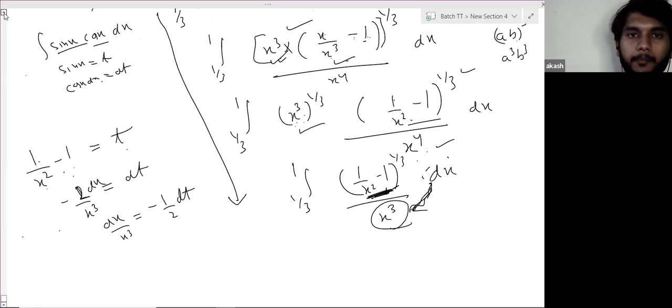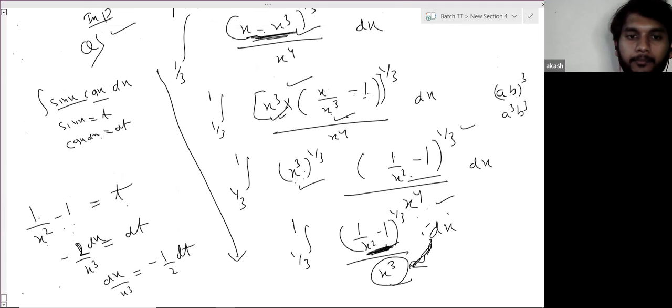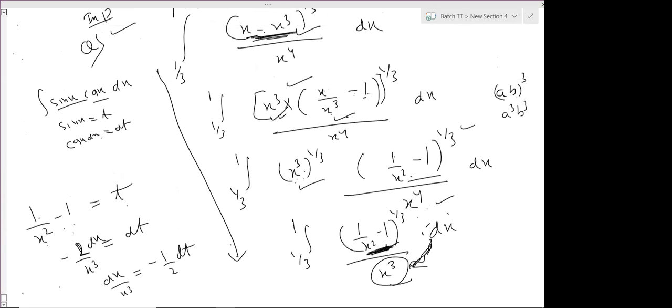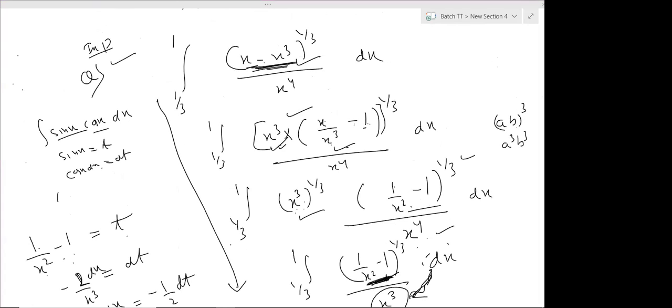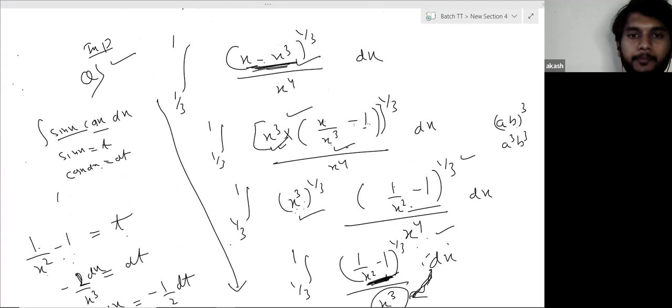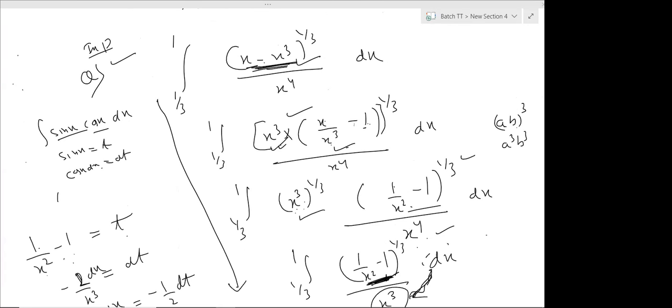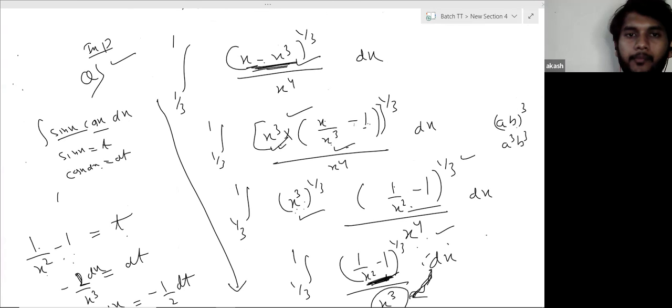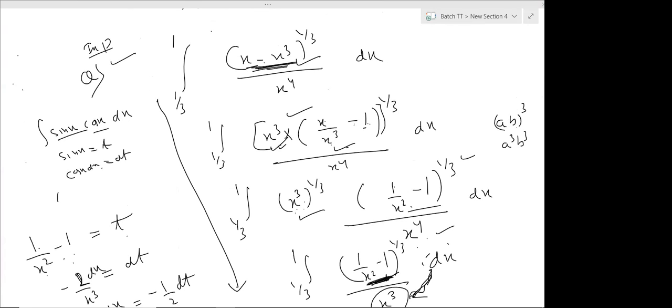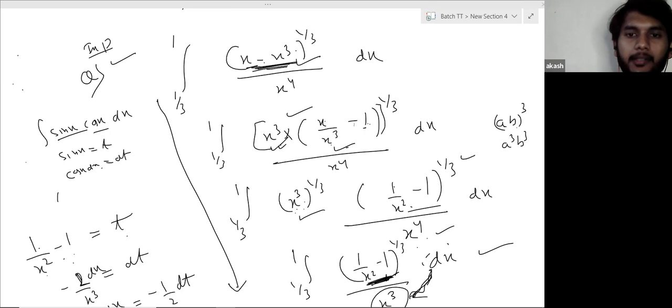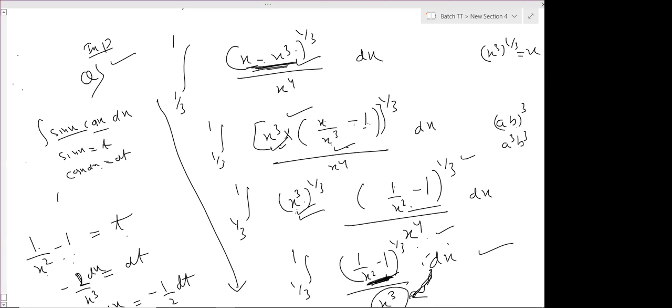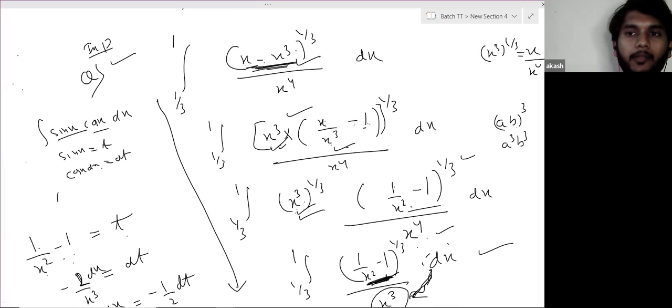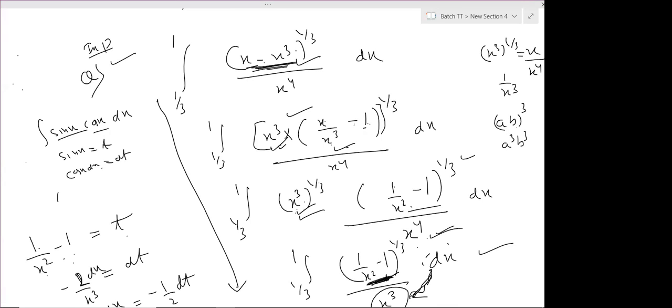Start from the first step. Sir? Yes. What you did in the fourth step? This step where you wrote 1 by x square minus 1. Yes, that one. All right. I did not do anything especially. This is x cube to the power 1 upon 3, right? So x cube to the power 1 upon 3 becomes x. Yes, sir. And x upon x to the power 4 is 1 upon x cube. So I just canceled this thing with the denominator. Oh, okay. All right. Yes.